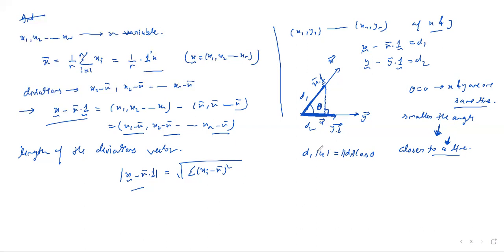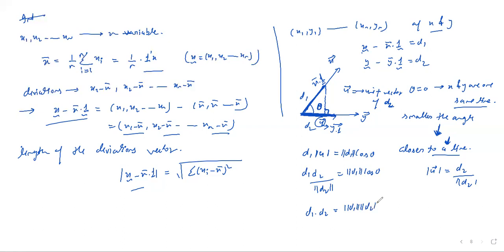And why am I multiplying this here? Because I have taken this u vector as the unit vector of d2, the unit vector of deviation d2. So the unit vector is d2 upon the norm of d2. By putting the unit vector here, I got d1 dot d2 equals d1 d2 cos theta. Now cos theta equals d1 dot d2 upon d1 d2. This is how we got our angle cos theta.